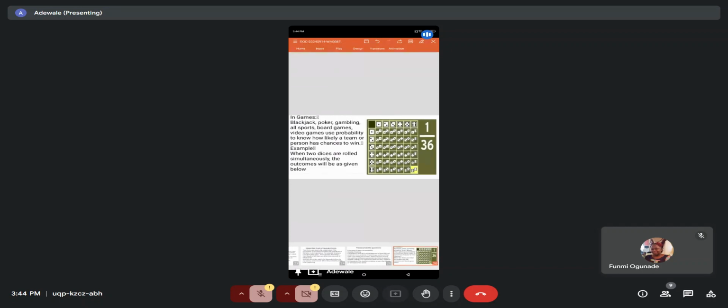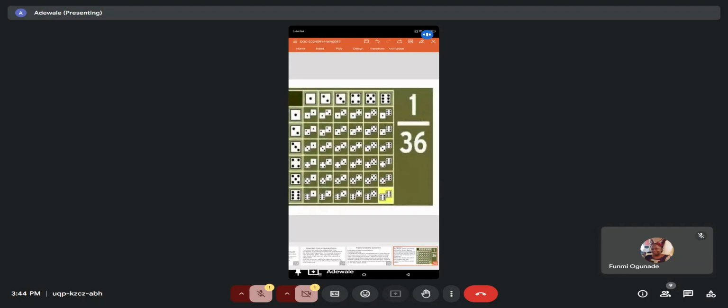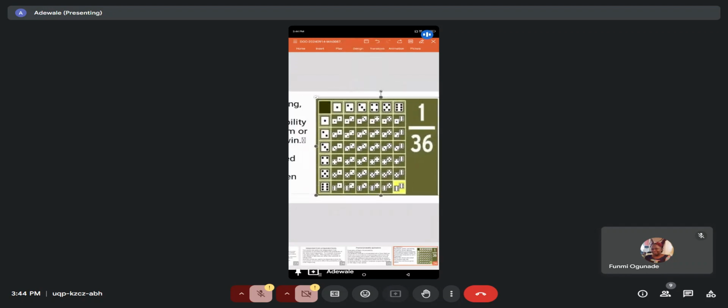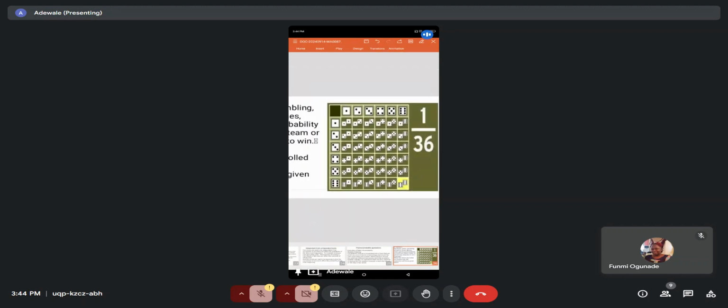And we can also apply probability in games, gambling, sports. We don't know the result of it. For example, when you are playing Ludo and two dice are rolled simultaneously, this is the outcome table for rolling two dice simultaneously. For example, you can see this yellow list. It is showing double six. So we have 36 different outcomes.